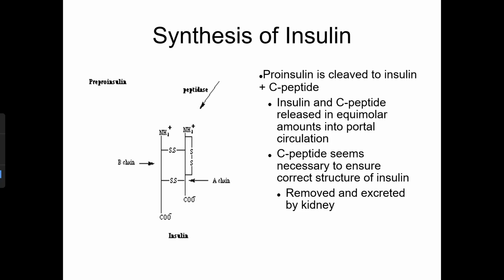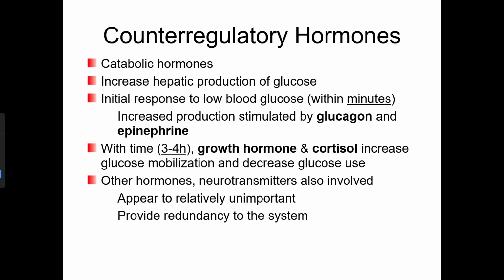Proinsulin is cleaved to insulin and a C-peptide. Insulin and C-peptide are released in equimolar concentrations, or amounts, into the portal circulation. C-peptide seems necessary to ensure the correct structure of insulin. And then excess is removed and excreted by the kidney.